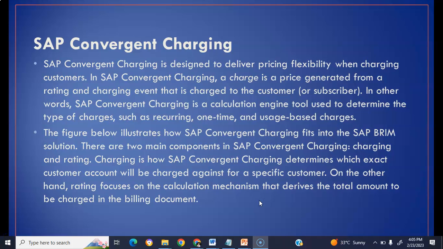Okay, now we are going to discuss the figure showing how Convergent Charging fits into the SAP BRIM solution. Basically, there are two components for this. One is charging and the other is rating. Charging is how SAP Convergent Charging determines which exact customer account will be charged for a specific customer. On the other hand, rating focuses on the calculation mechanism that derives the total amount to be charged in the billing document.